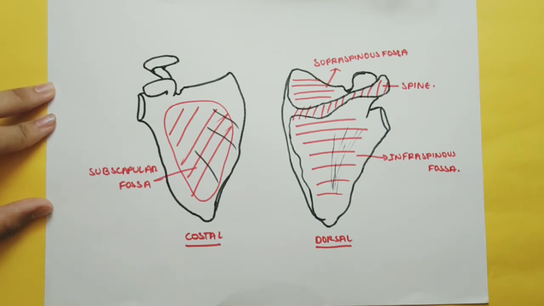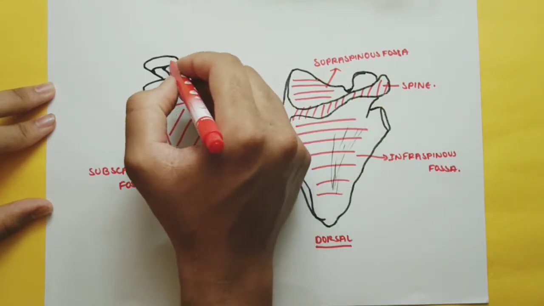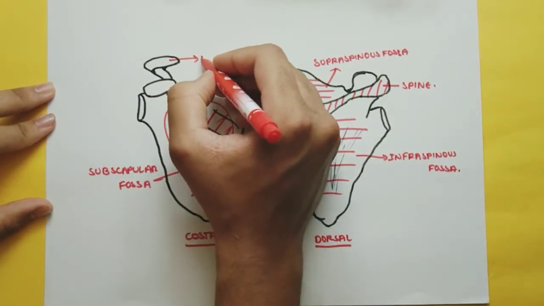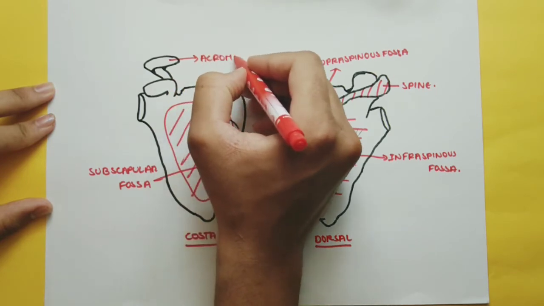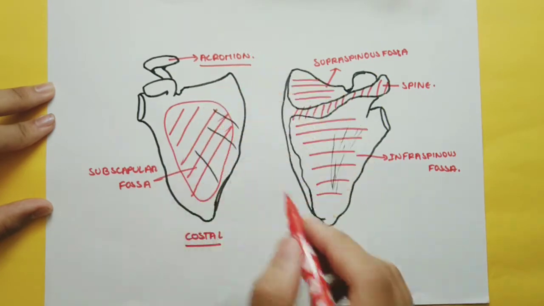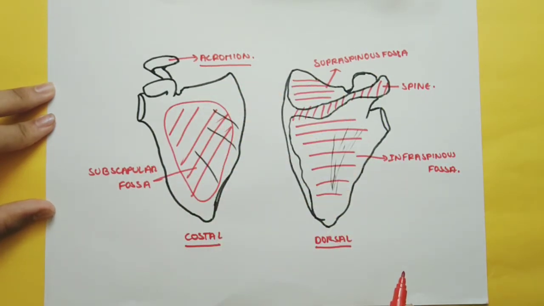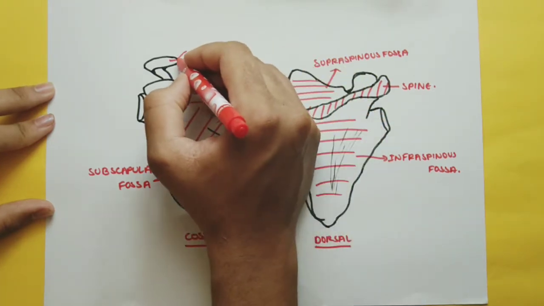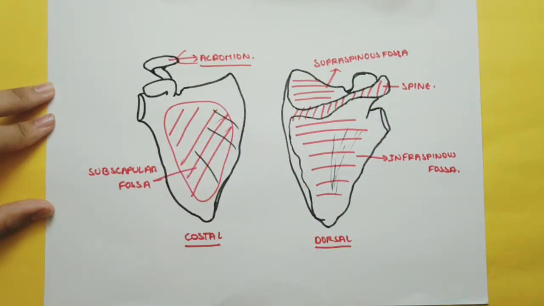Now, the lateral end of spine forms the acromion. This is the acromion process, which attaches to the clavicle bone to form the acromioclavicular joint.